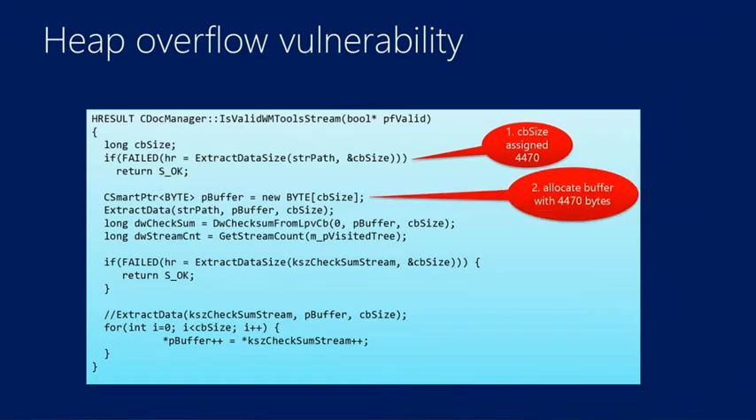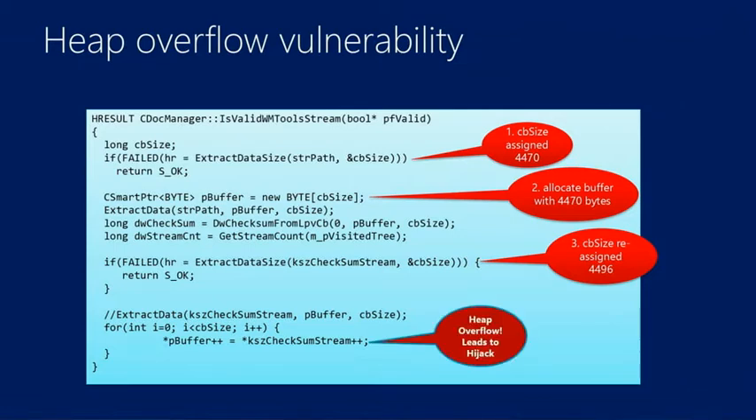Then we're going to allocate that buffer. We're going to allocate 4,470 bytes. Now we're going to reassign that size to be 4,496. And we're going to get exploited.